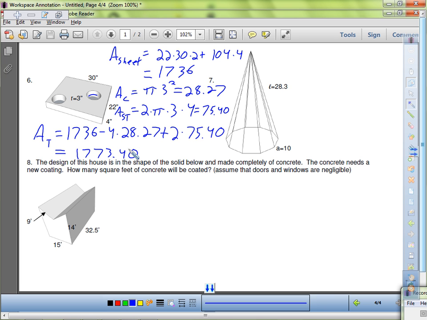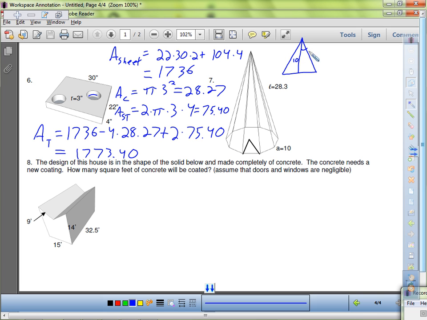Okay, question number 7. I need to figure out the area of the base, and I have a regular polygon, so I need to find that area of the triangle. It's a bad looking triangle here, but if I draw that triangle out up here, it might be a little easier for us to see it. So, the hypotenuse is 10.